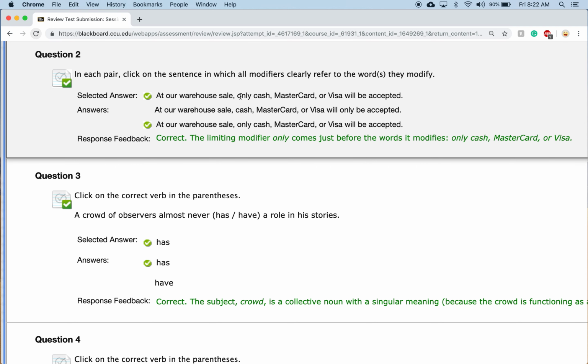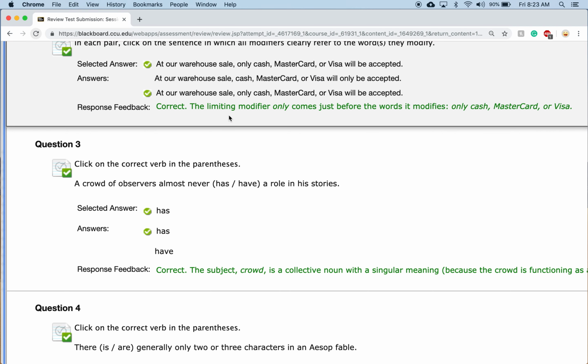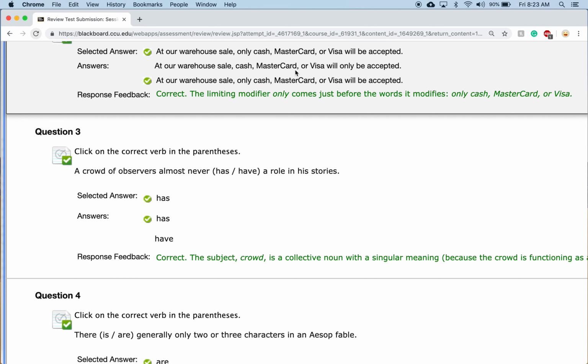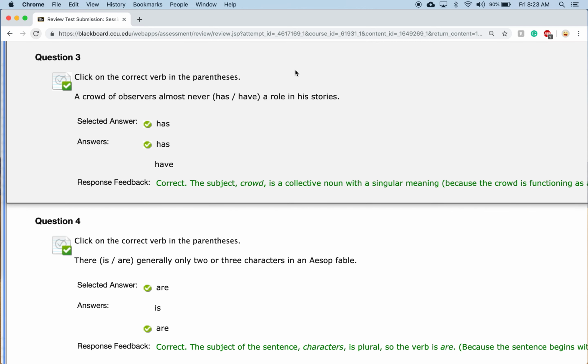That one, no, this one's correct actually. This one is only right here is my modifier. Only cash, MasterCard, or Visa. But on the second one, it sounds awkward, and I knew we needed something. At our warehouse sale, cash, MasterCard, or Visa will be accepted. We would need to turn this probably to a colon right there after sale. So your modifier is only, and it really helps clarify the sentence. That's what a modifier is.